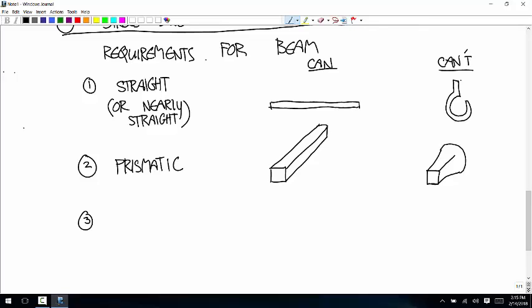And the third requirement, so this is the one that tells you we can do this with a lot weirder shapes than just rectangles and circles. The only other limitation on the shape is that the cross section is symmetric about the y-axis.